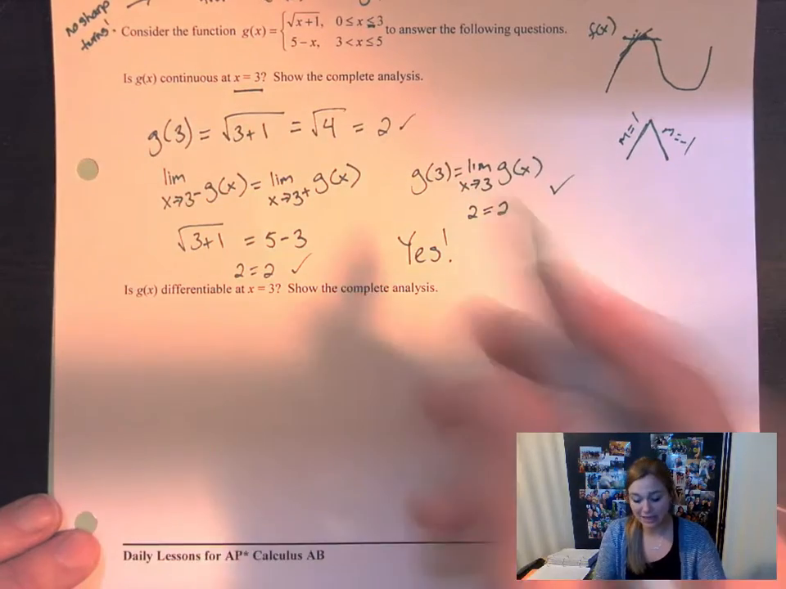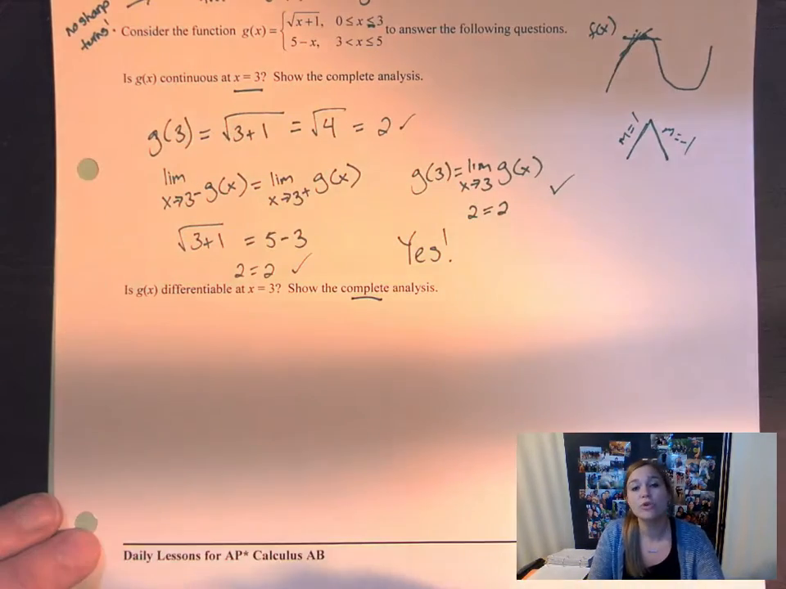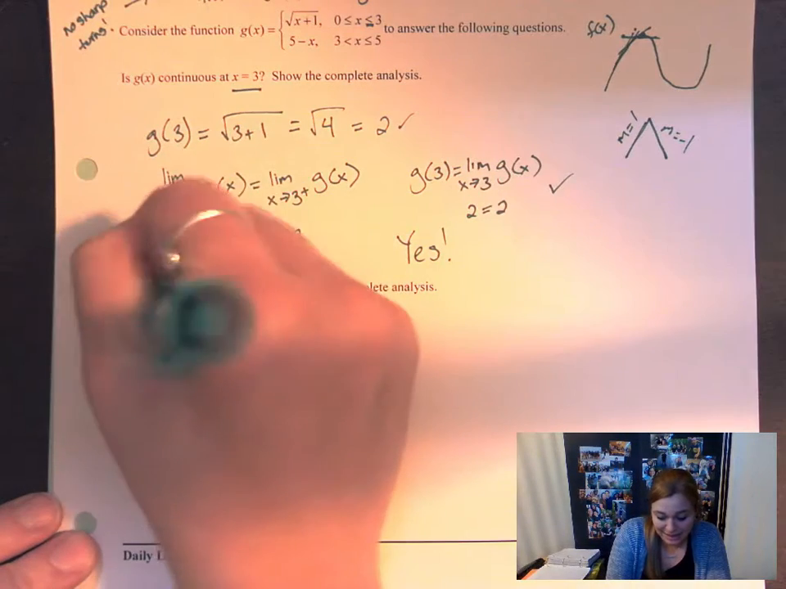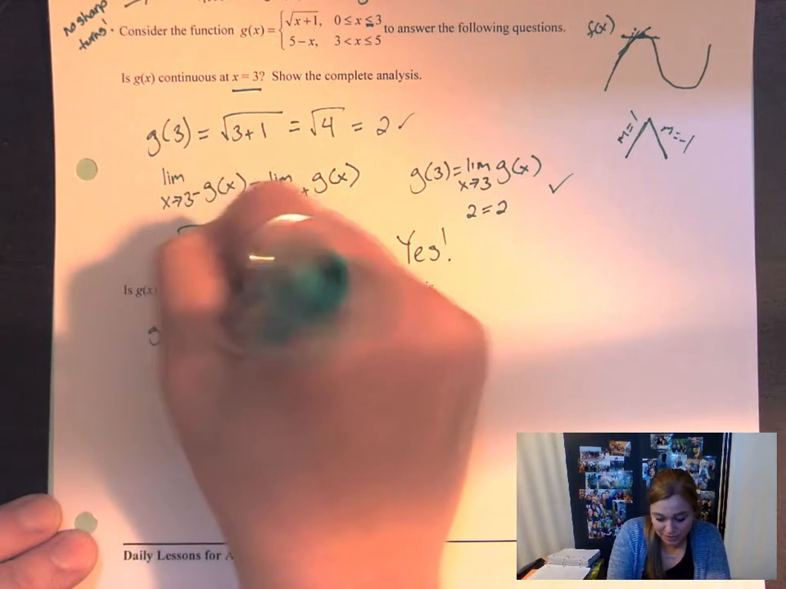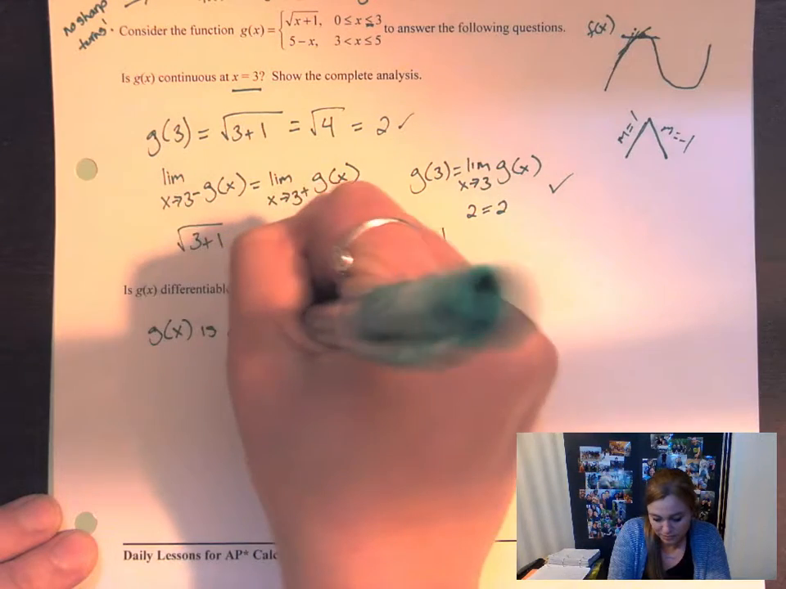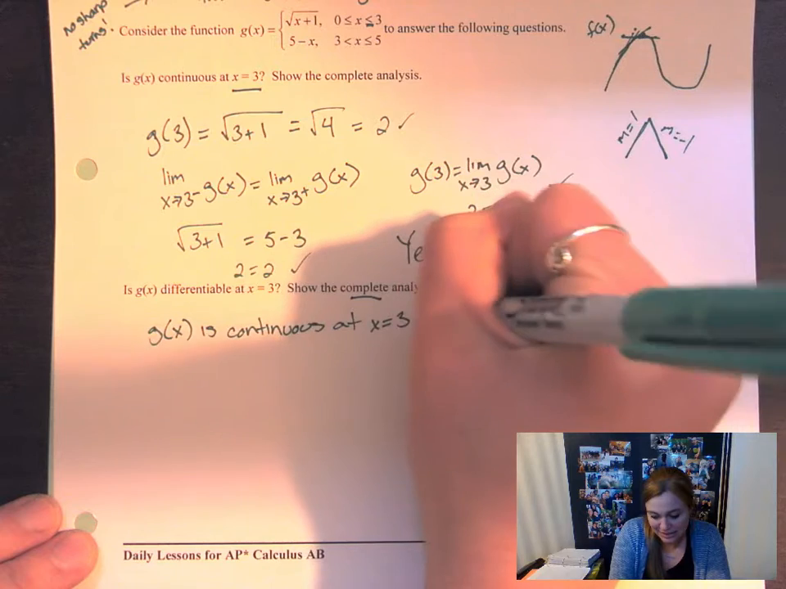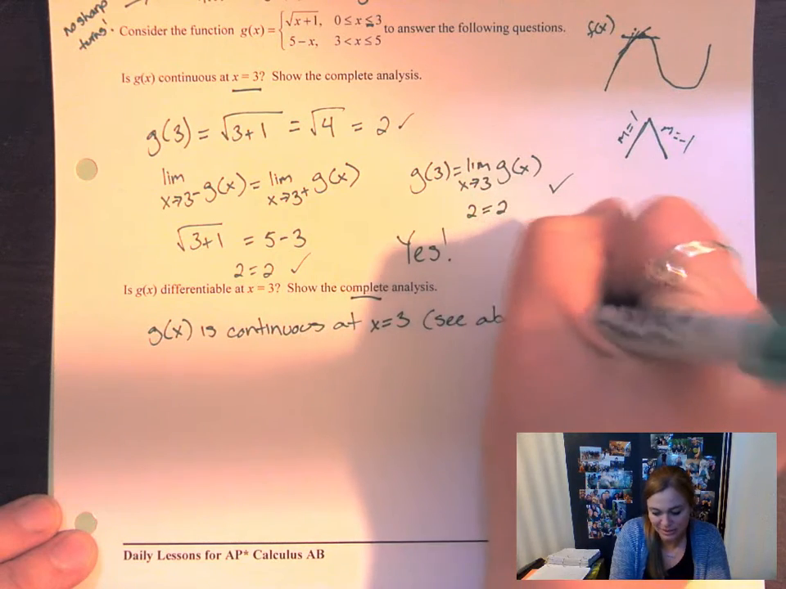Well, the first thing it says is show a complete analysis. For a function to be differentiable, it must first be continuous. And I can say g of x is continuous at x equals 3. And I'm just going to say see above. So I don't have to write all that business again.